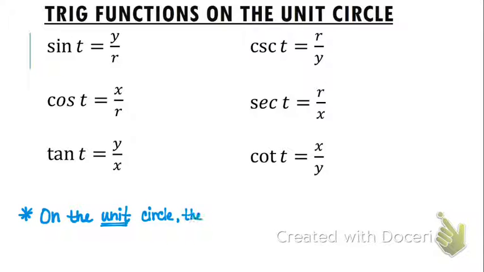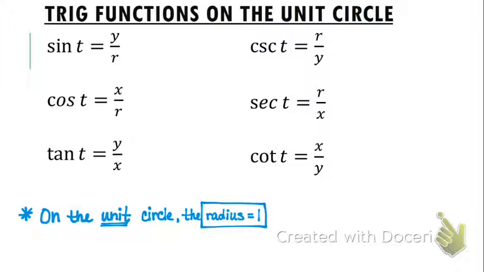On the unit circle, the radius is how big? Radius is 1. And so that means that there's 4 of my trig functions that actually simplify. If I know I'm looking at a radian value, or I know I'm looking at a point that is on the unit circle, I can simplify down finding those trig functions a little bit.